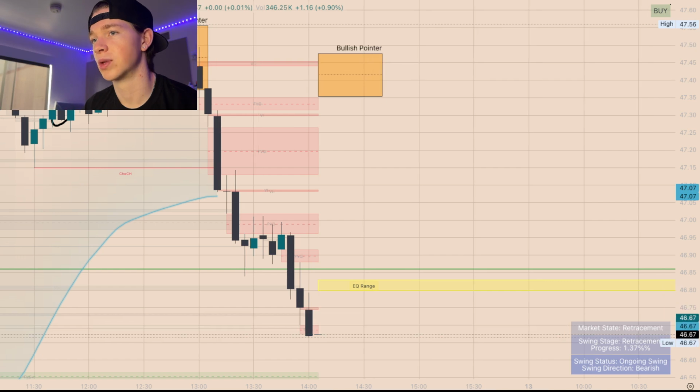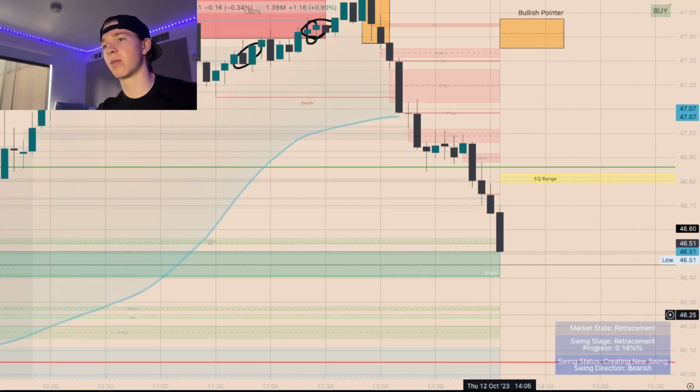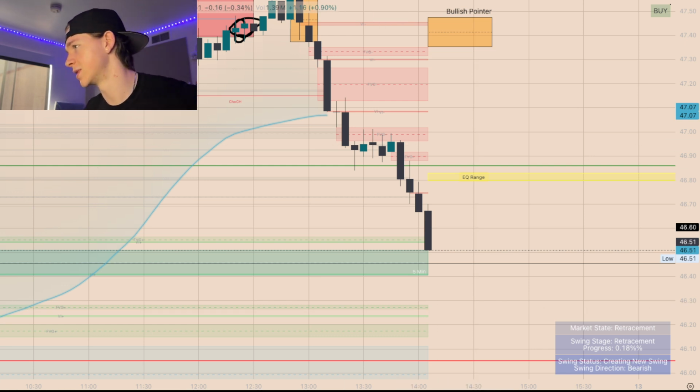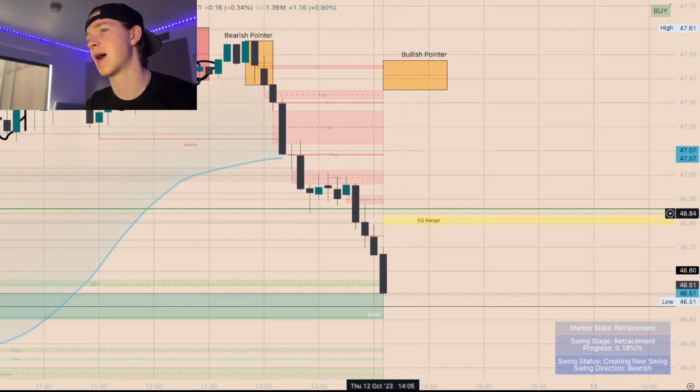And notice we're creating pointers again. But there you go. That's how you read price delivery. Would have made a little bit more money there. The max you could take this to is PDE. That's as far as I would ever take it in any instance ever. But I would be okay with this price delivery. Down to EQ range, I'm happy with that, right?